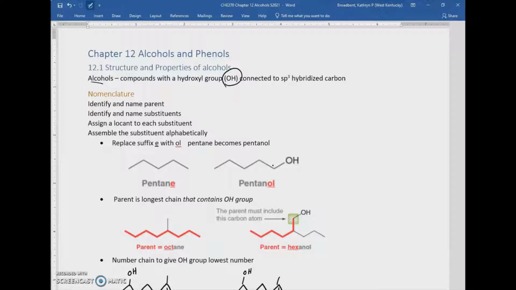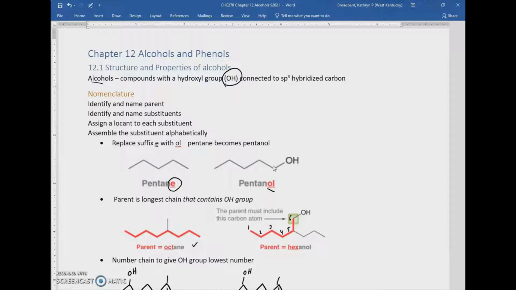So first, we'll need to replace the suffix "e", like the pentane here, with an "-ol". So pentane will become pentanol. We'll want the parent chain to be the longest chain that contains the hydroxy group. So this parent chain would be an octane. But here, the longest chain that has the hydroxy in it is 6 carbons long. And so we have a hexanol.